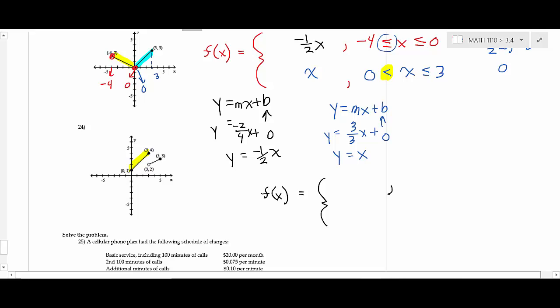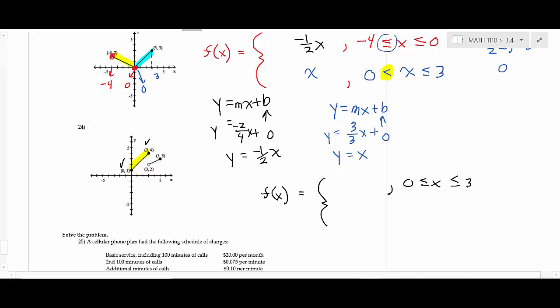0 to 3, right? Okay, that's 0. That x value is 3. So we're going to say 0 less than or equal to x, less than or equal to because it's solid. How about the next one? Would you say less than or equal to 3 or just less than 3? Less than or equal to, because it's solid. Okay, that's important. That's a little picky detail you have to pay attention to. So we have that.